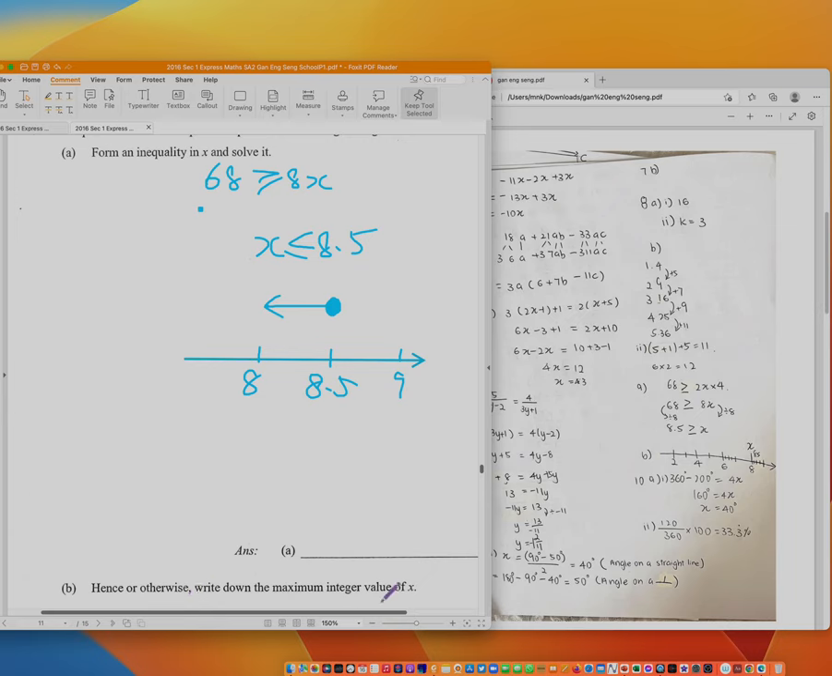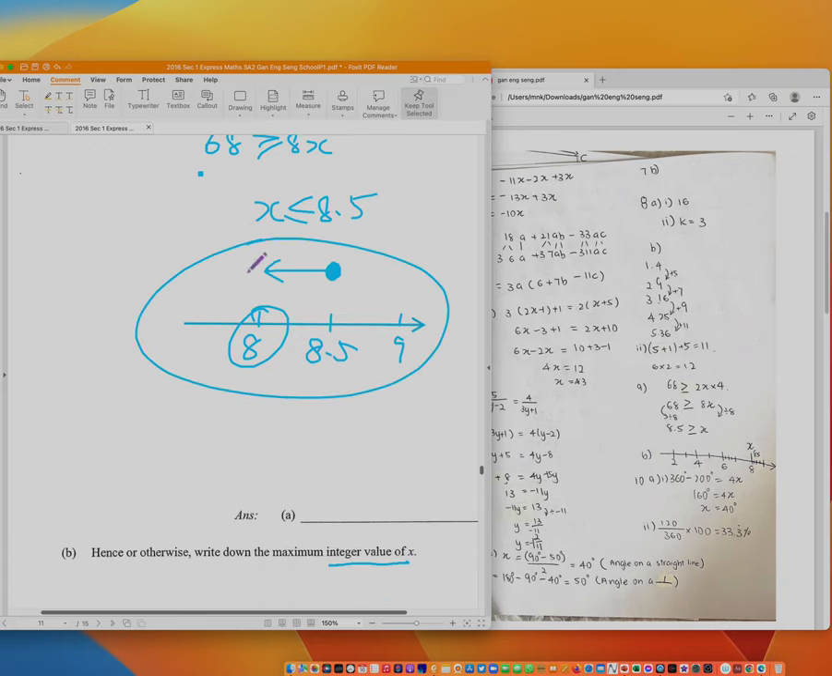Write down the maximum integer of x. 8. Yeah, the integer is 8. Good. Next. But if you are asked to draw the inequality line, you are wrong. So please practice this. Go back and look at your inequality questions. I think we have practiced like 3 questions already. Without the equal sign, it's a hollow dot.